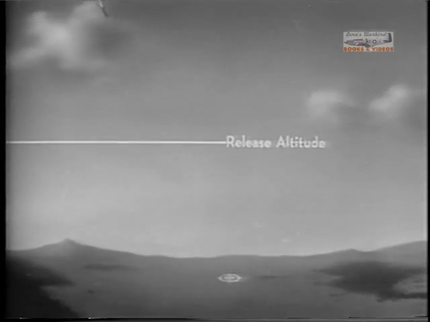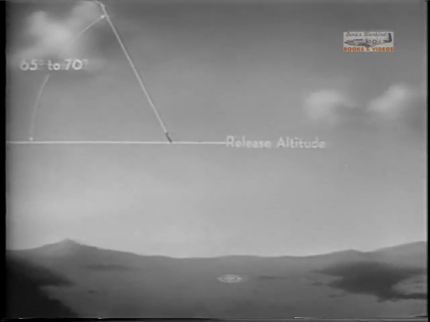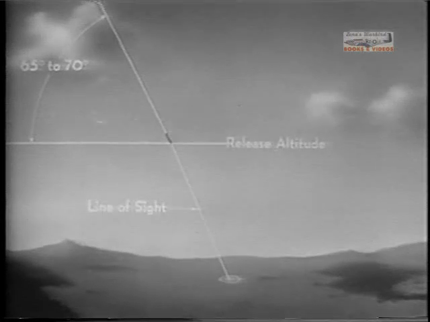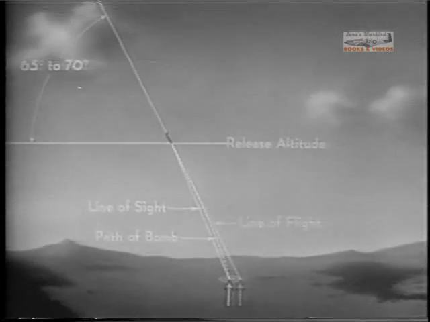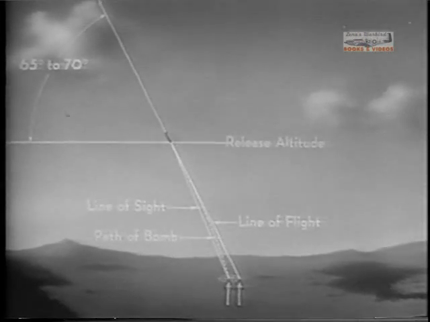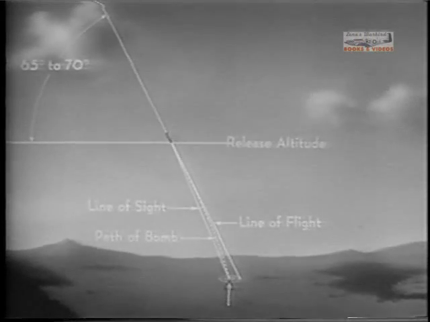Let's make a dive on a windless day. If we reach release altitude at a normal dive angle with our line of sight on the target, the bomb will hit the target. Gravity causes the bomb to land short of the line of flight. The sight is bore-sighted, so the line of sight is below the line of flight.